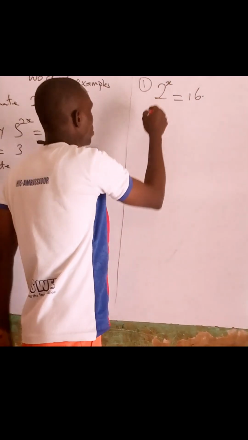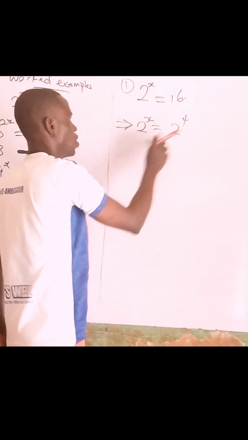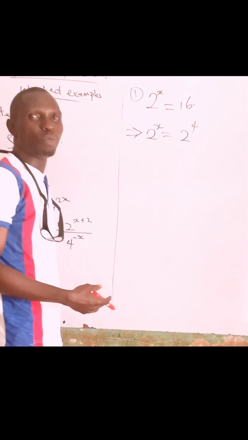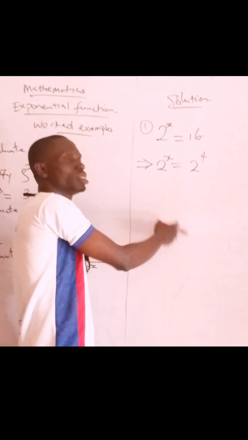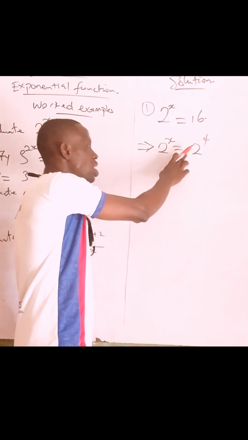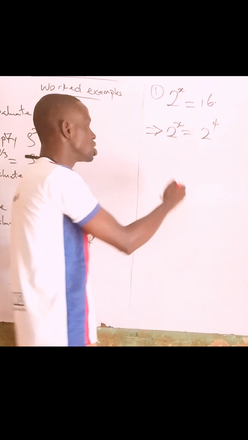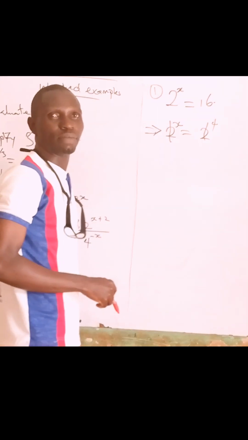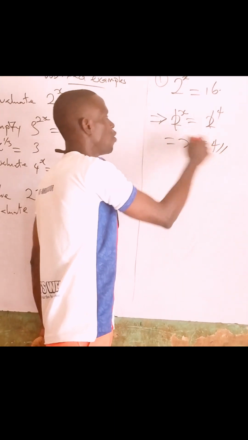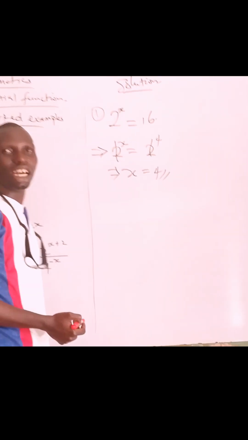Now, this will give us 2 raised to the power of x equals 2 raised to the power of 4. You see, we now have a common base. Unlike in indices, where with a common base, if it's multiplication, you pick one base and add the powers, and if it is division, you pick one base and subtract the powers, here the equality sign makes it an exponential function. So we have an equality sign in between, and all we do is cancel the bases. So if the bases cancel each other, then we have x equal to 4. That is number 1. So you can see how easy exponential function is.